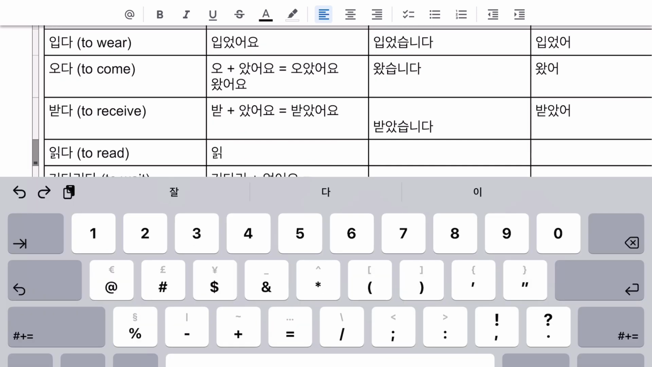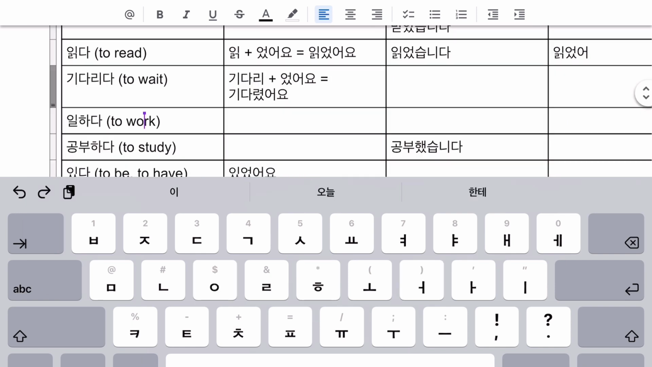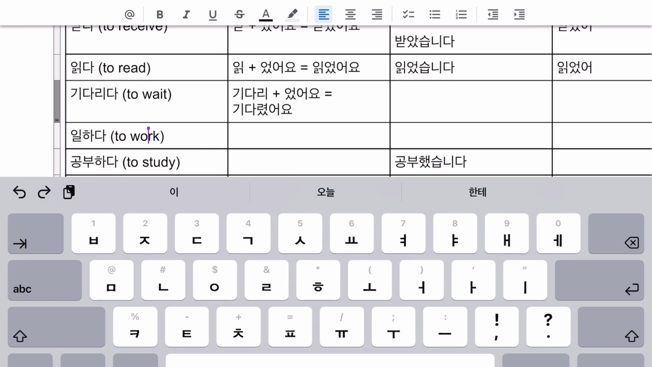읽다. Take off the da. Last vowel is e, so that means we need the ot ending, and it's casual, so we're going to do 어요. 읽었어요. Same rules as before. We need the ot. This time we need 습니다 instead. 읽었습니다. And this one we need the same thing, but take off the yo. Wow, I did a lot of verbs. 기다리다. Take off the da. E is the last letter vowel, again. So ot ending. 기다렸어요. 기다렸습니다.